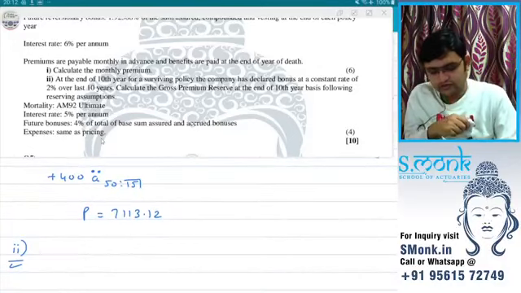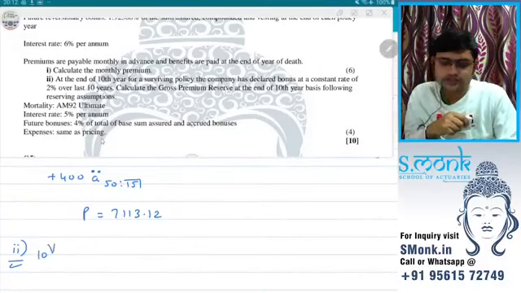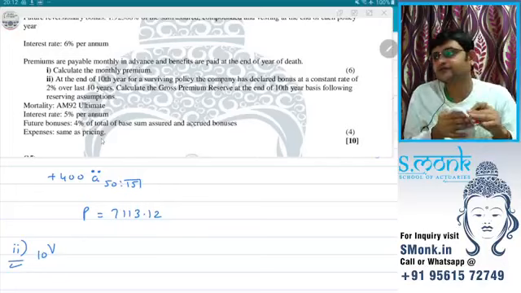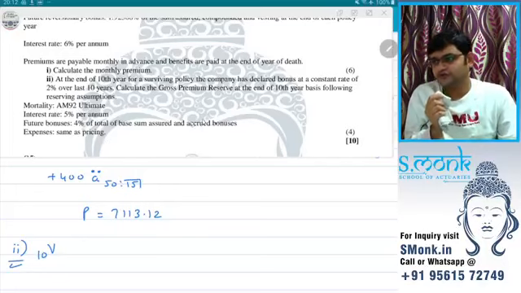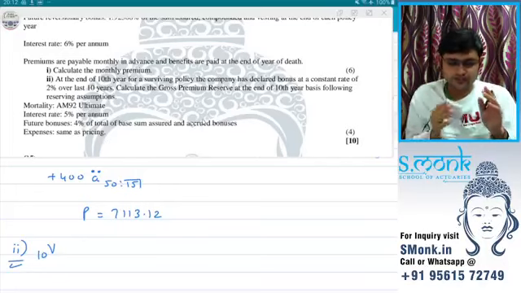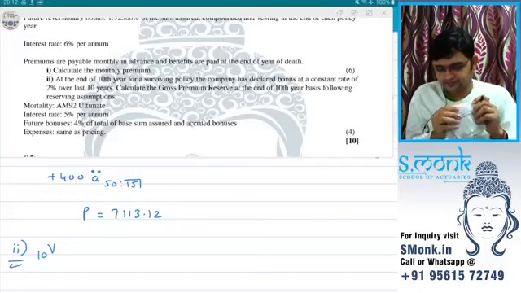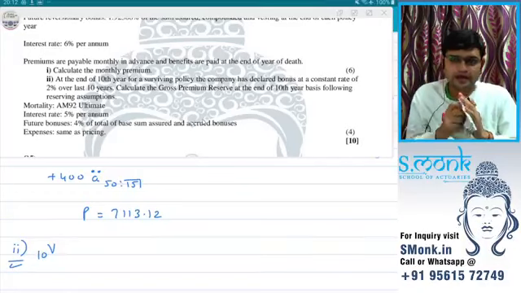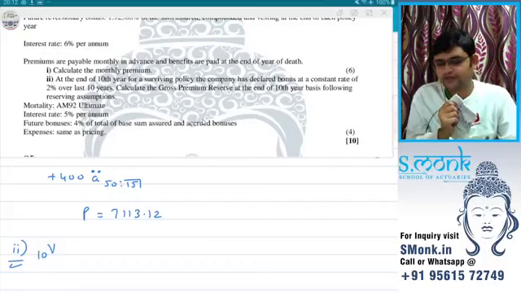So we have to calculate 10V using prospective reserves only. First of all, the premium was given only for the first 10 years. No premium is paid after 10 years. So we will not be taking any premium or expense based on premium while we are taking these reserves.